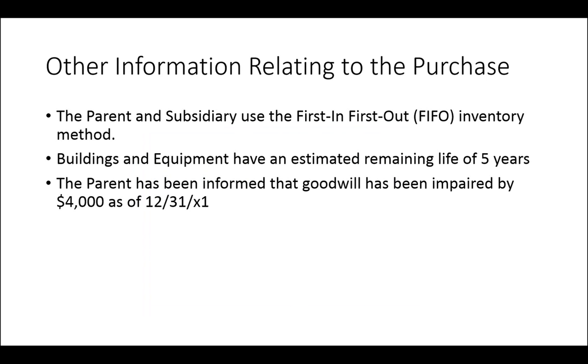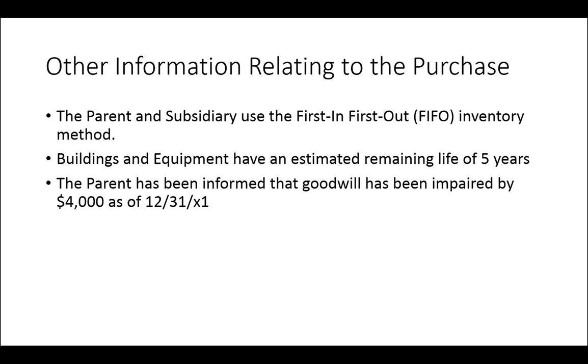Some more information that's going to come into play in a little bit is the following. Both the parent and the sub use the first in, first out FIFO inventory method. The building and equipment have an estimated remaining life of 5 years. And then the parent has informed us that the goodwill has been impaired by $4,000 at the end of the first year. That'll come into play in a second.